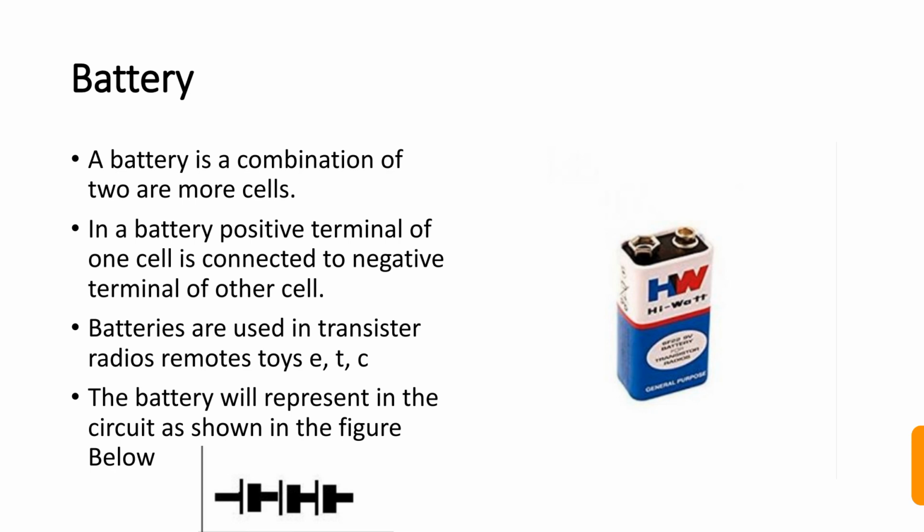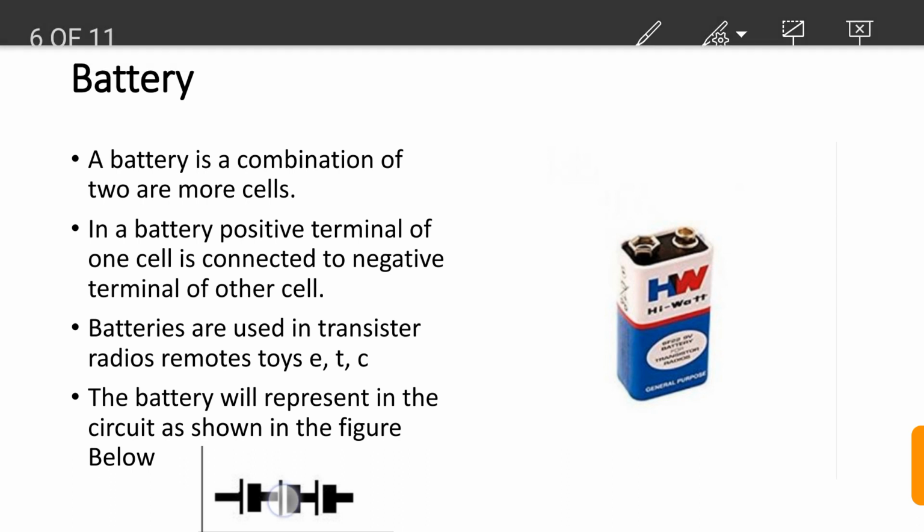Batteries are used in transistor radios, remotes, toys, etc. You see remote cars, radios and TV remotes. So they use batteries. Two or more cells together are known as a battery. The battery is represented in the circuit as shown in the figure below. It is represented like this.